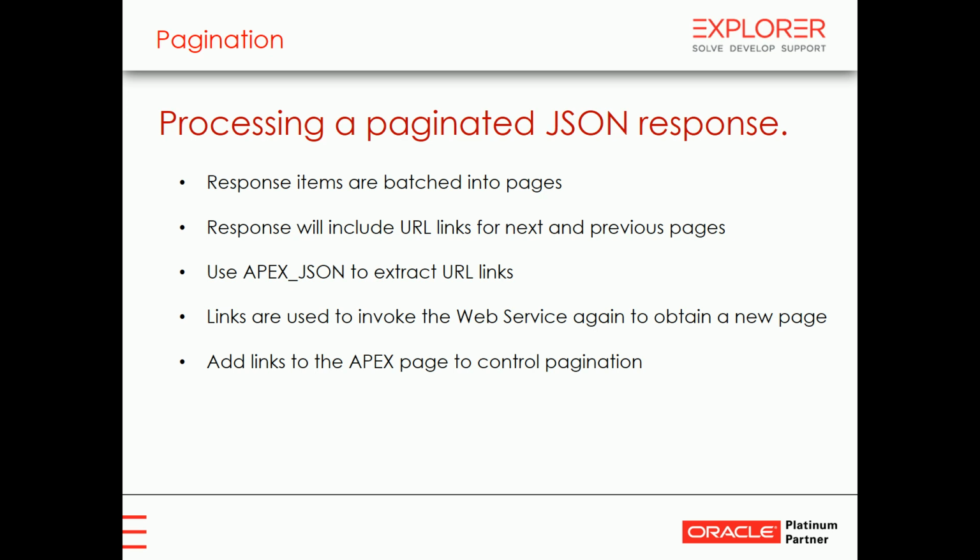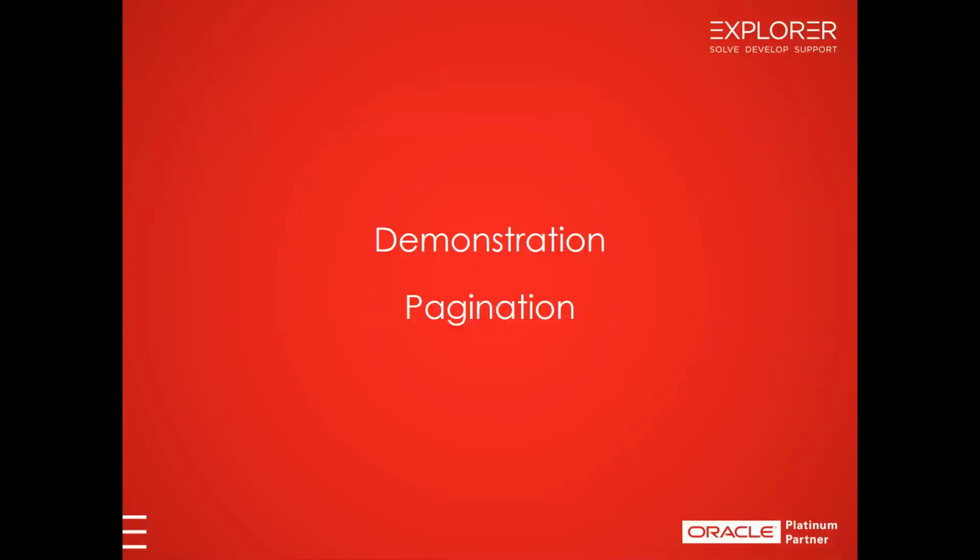The response items will be batched into pages. They will include URL links for the next and previous pages. The links can be extracted from the response text using the APEX_JSON package, and then invoke the web service again to obtain the new page of data. The URL links can be added to the Apex page to control the report pagination. I will now demonstrate a web service returning a paginated response within Apex.